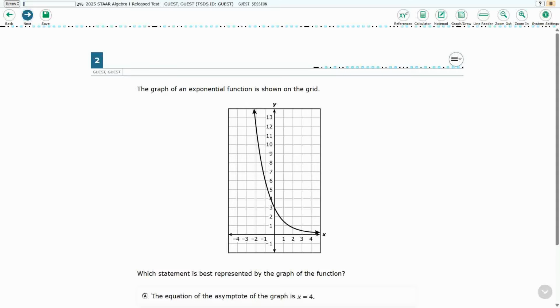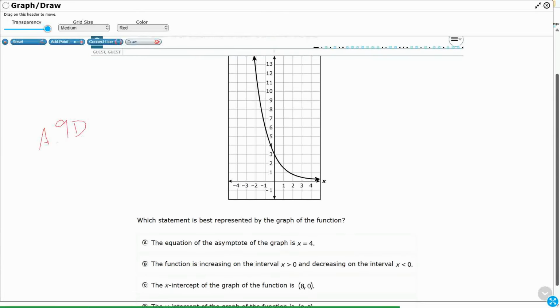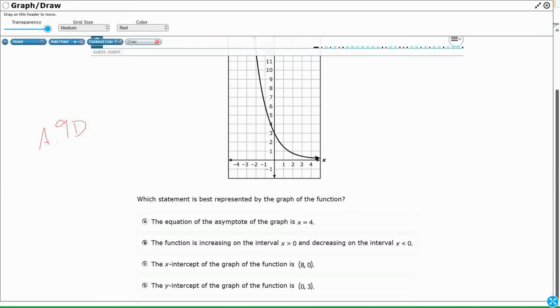Next, we are looking at graphing exponential functions. This is A.9d. And we have a graph of an exponential function already shown to us, and we simply need to evaluate these statements. All right, so let's look at these statements. So the equation has an asymptote of x equals 4. All right, so if x equals 4, that means we have a vertical line. The y is infinite. The x is always 4.